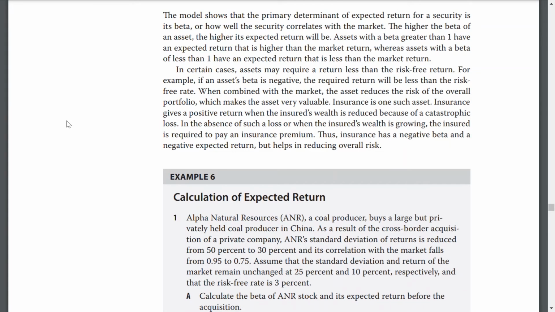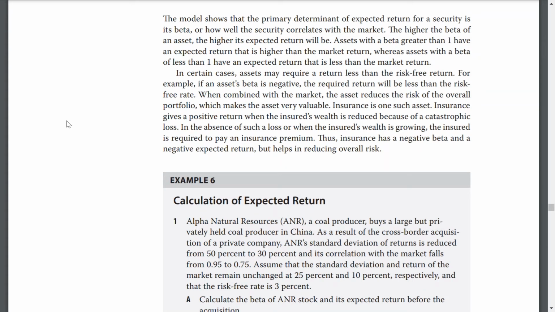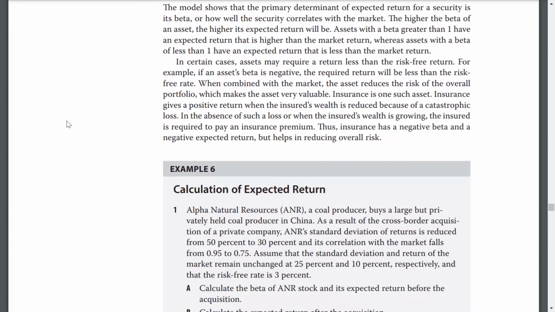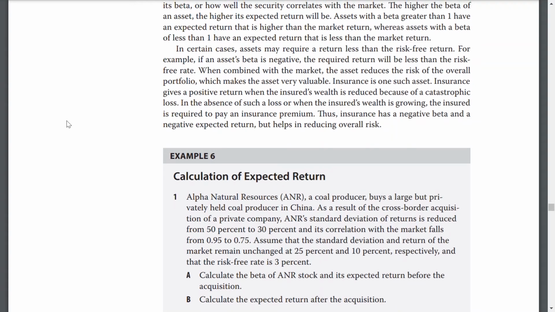In certain cases, assets may require a return less than the risk-free return. For example, if an asset's beta is negative, the required return will be less than the risk-free return. When combined with the market, an asset reduces the risk of the overall portfolio, which makes the asset very valuable.